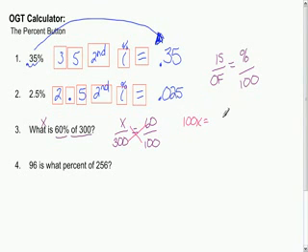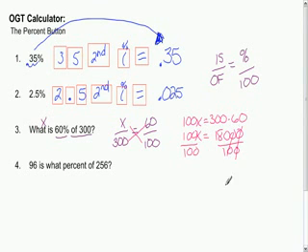100x equals 300 times 60. 100x equals 18,000, divide by 100, divide by 100, those 2 sets of zeros cancel out, x equals 180. So 60% of 300 is equal to 180.